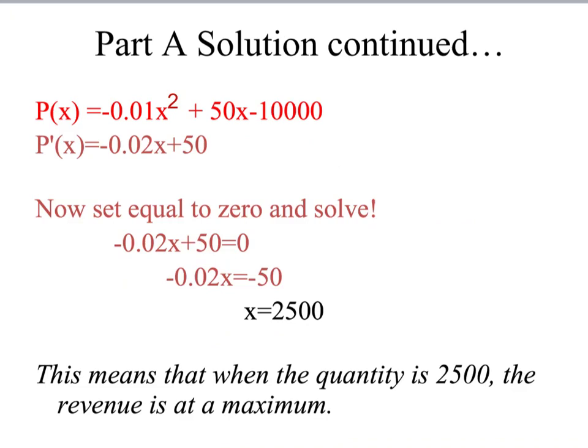I hope this part of the solution is rather self-explanatory. I took our profit function, and then I took the derivative of our profit function to give us negative 0.02x plus 50. And we want to maximize profit, so we're going to set that equal to 0 and solve for x. When we have solved for x in this equation, we have x is equal to 2,500. This means that when the quantity is 2,500, the revenue is at a maximum.